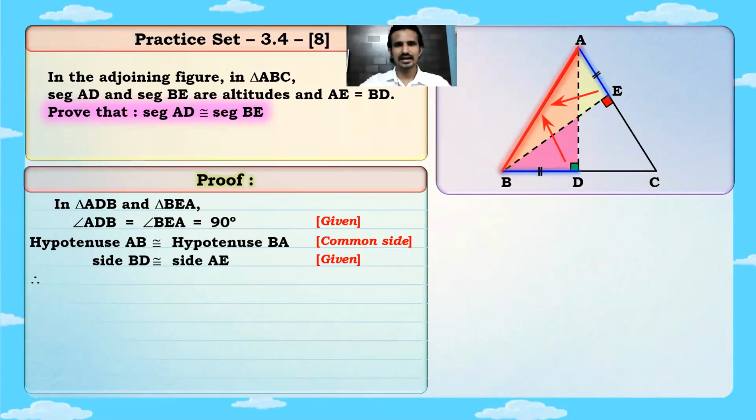So now we can say that triangle ADB is congruent to triangle BEA and the test will be hypotenuse side test. So please write down this line. Triangle ADB congruent to triangle BEA, hypotenuse side test.